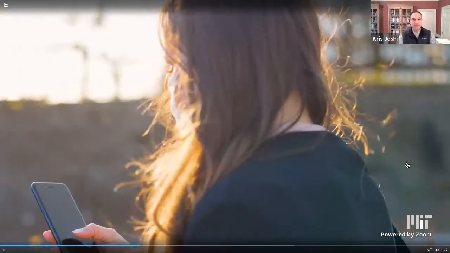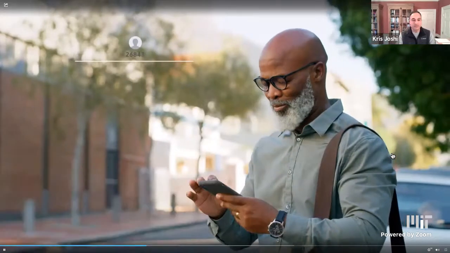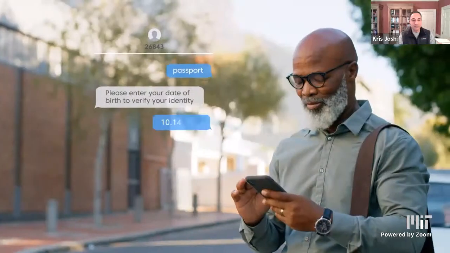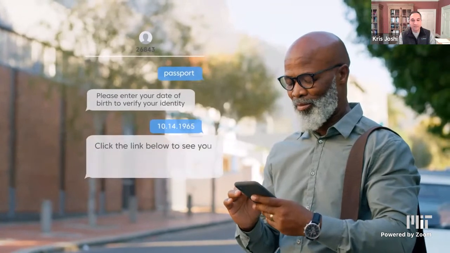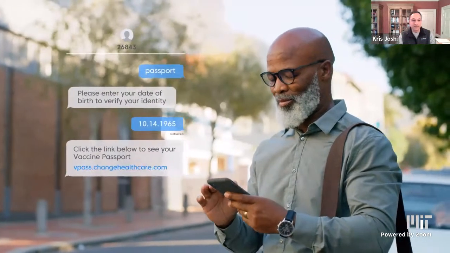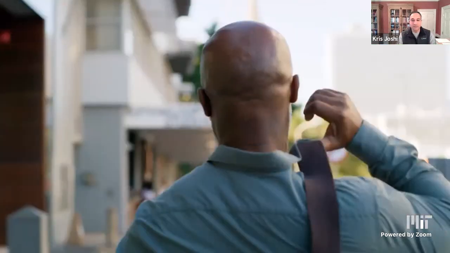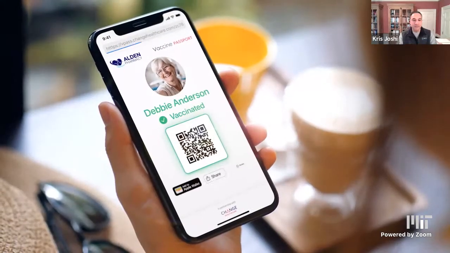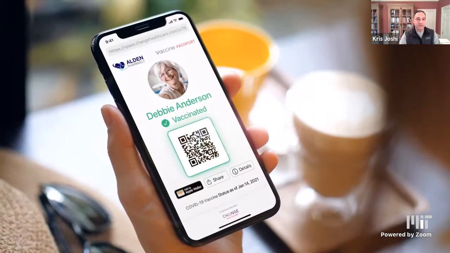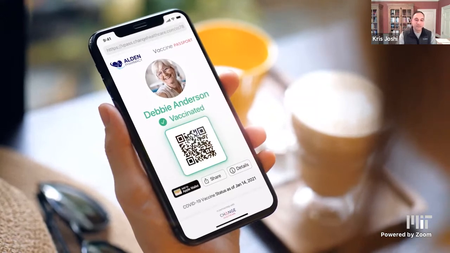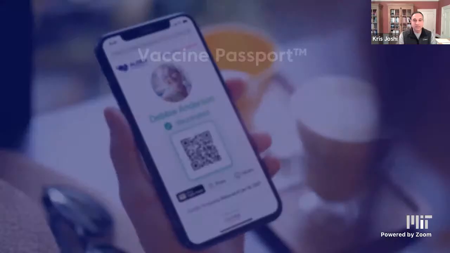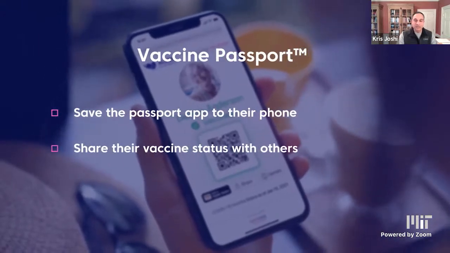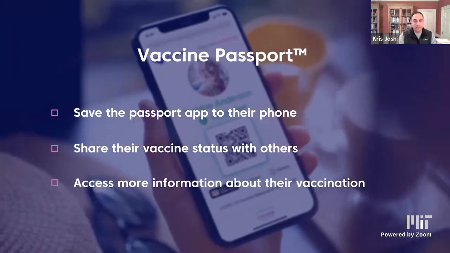Once an individual receives a vaccine, they can text the word passport to COVID or 26843 to get a vaccine passport. After a quick challenge question to verify identity, the individual will receive a mobile web link to access the passport. Click the link and they are ready to go. The vaccine passport includes both the individual's photo and a QR code that, when scanned, will present information confirming their vaccine status. From this home screen, the individual can save the passport app to their phone, share their vaccine status with others, and access more information about their vaccination.